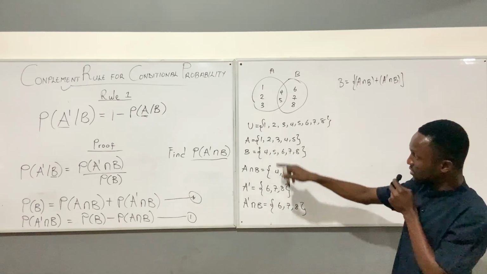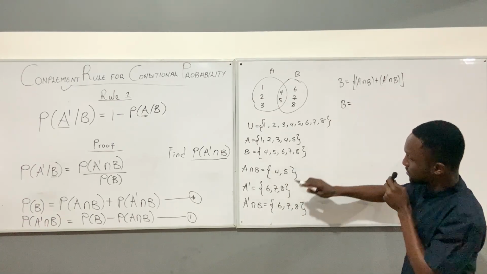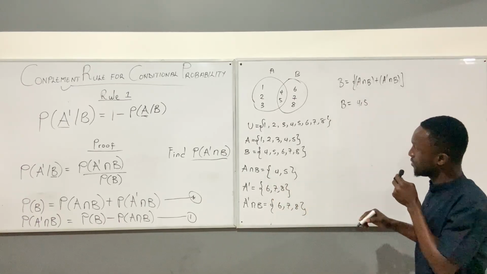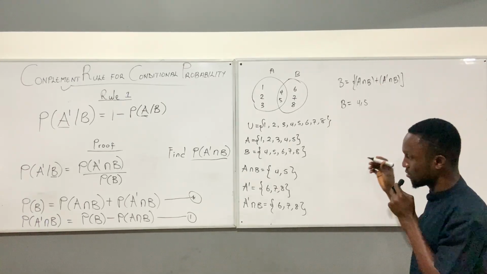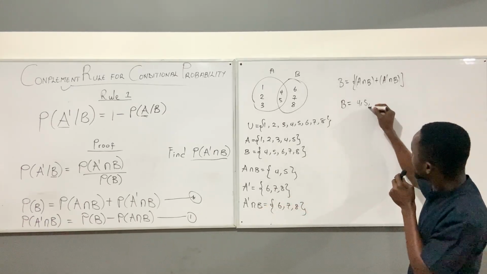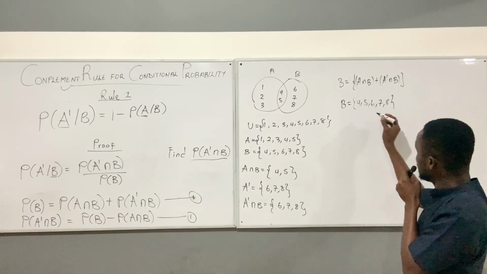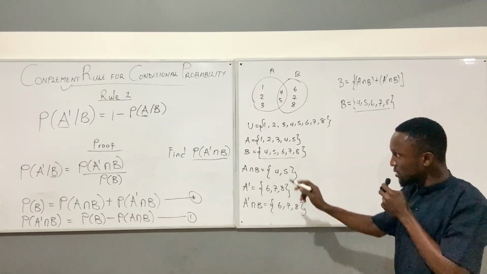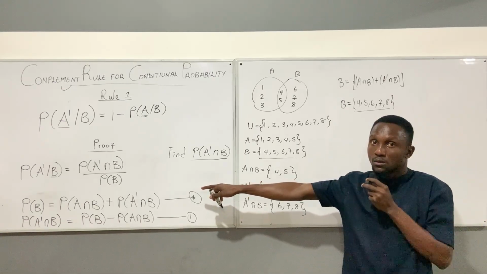Now let's put in the result. When we put in the result, we have B giving us A intersection B, which we had as 4 and 5. When we add the result, we are not going to add the values, we are just joining them together. That's what it means. Now when we go to A complement intersection B, we have 6, 7, and 8. Now look at this result very well and let's compare with the original B. Have you seen they are the same? 4, 5, 6, 7, 8. So that formula holds.